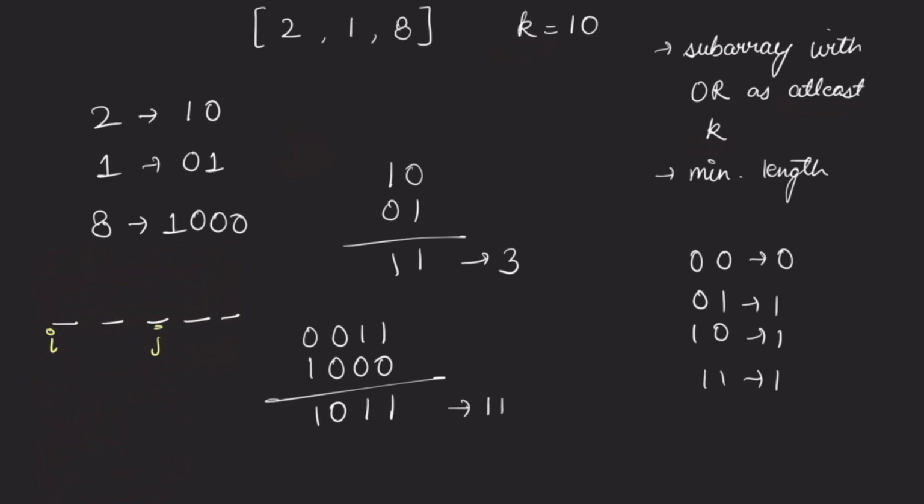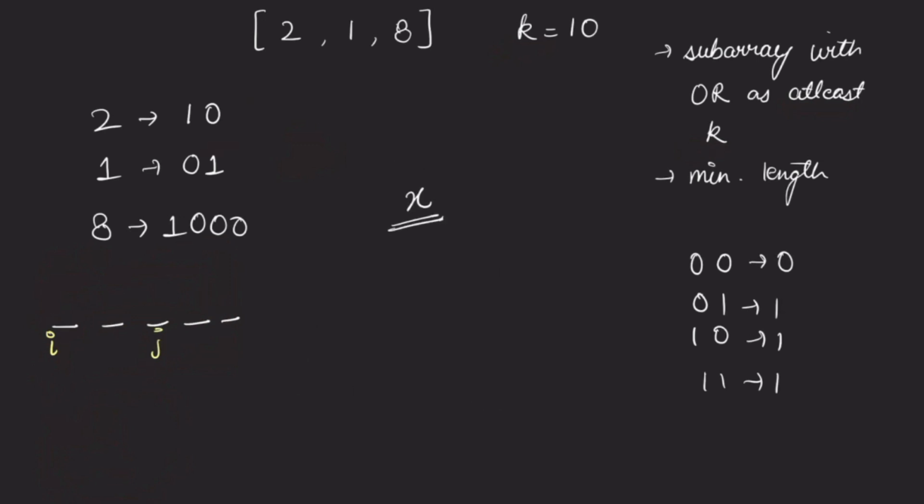But what will happen when you try to shrink your window? In that case, whatever is the contribution of this particular number in your bitwise OR, you need to cancel that out. Now there is no straightforward approach to cancel the contribution of a particular number in a bitwise OR, so for that we will have to think of some workaround. So how are we going to do that? If X is my OR of current window elements, right?